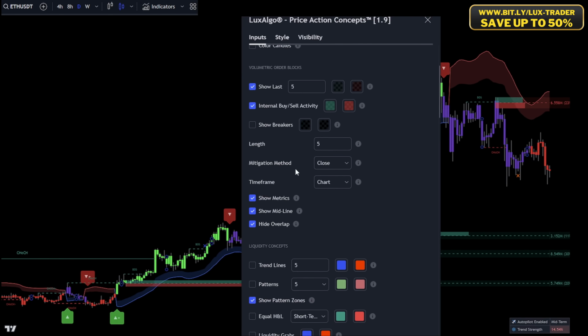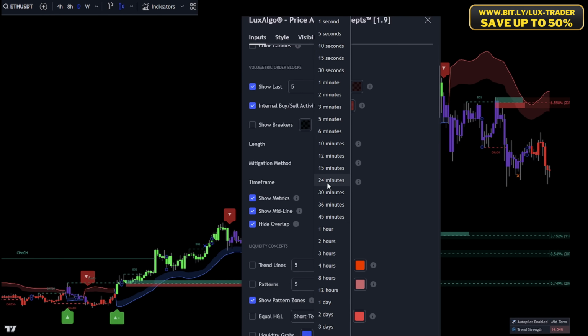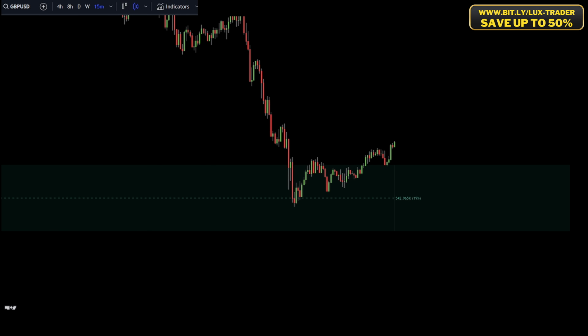Enable the volumetric order blocks and set the time frame higher than the time frame you're currently on. So like in this case, we're on the 1-hour chart, so we want to set this to the daily time frame.